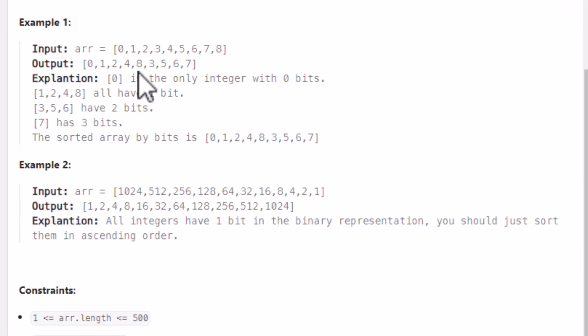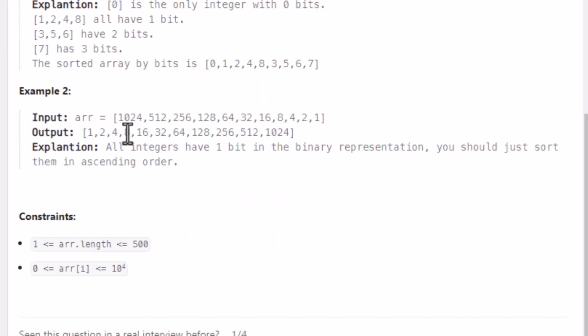If you look at the first example, it's basically a 0 through 8 array, and the output is going to be based on the number of bits. So 0 is the only integer with 0 bits. 1, 2, 4, and 8, which I just explained, all have 1 bit. And then 3, 5, 6 have 2 bits, and 7 has 3 bits. And so it puts 1, 2, 4, 8 first, then 3, 5, 6, and then 7.